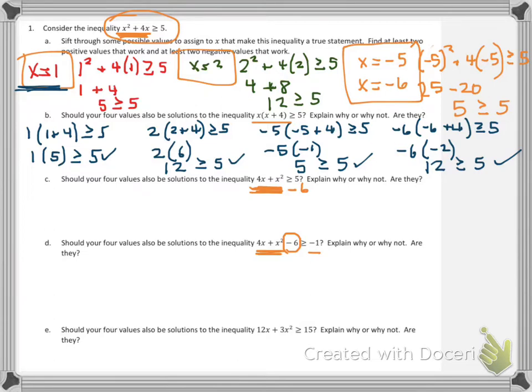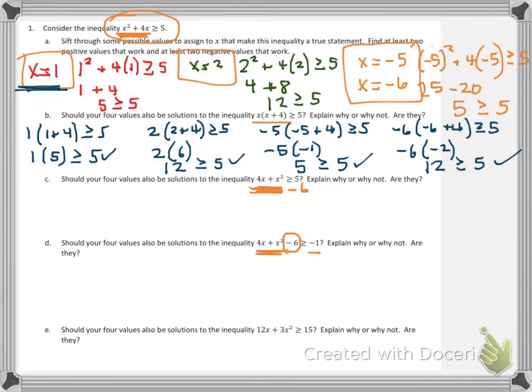As long as we balance the equation, add a negative 6 to both sides, we know that the inequality is still balanced. So I know that those solutions that I came up with in part A are still going to work because nothing's changed. I've made it look a little different using some identity properties, but it's still the same inequality value.